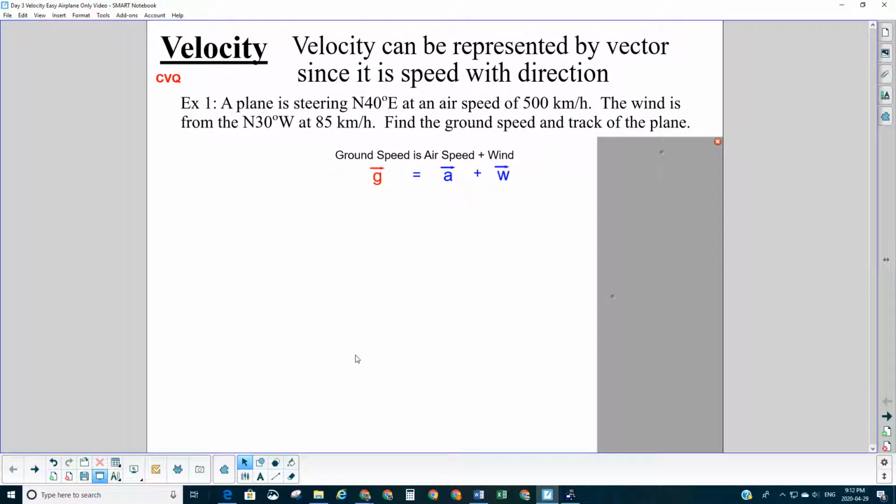And what I suggest you do is, off to the side, you might want to start drawing these vectors on their own before you try and actually draw this addition of the vectors. So I'm going to do that by grabbing an arrow here, and I'm going to try and draw this plane. So the plane is steering north 40 degrees east at an airspeed of 500 kilometers an hour. So if I'm going north 40 degrees east, that means I point my vector first to the north, and then I go 40 degrees in the direction of east. So this, of course, would be northwest, and this is northeast. Okay, so north 40 degrees east. So we have to just estimate this.